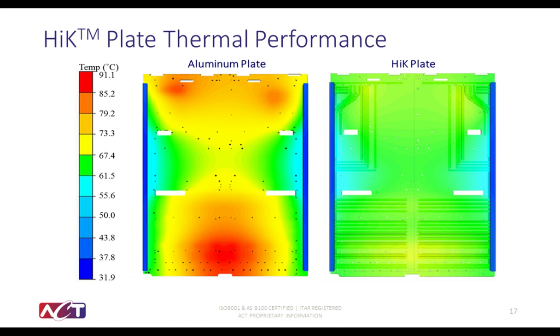Once the heat pipes were embedded, the component temperature dropped 25 degrees C. The high K plate reduced the thermal resistance between the plate edge and the hot components and maximized the effectiveness of the cold rails.